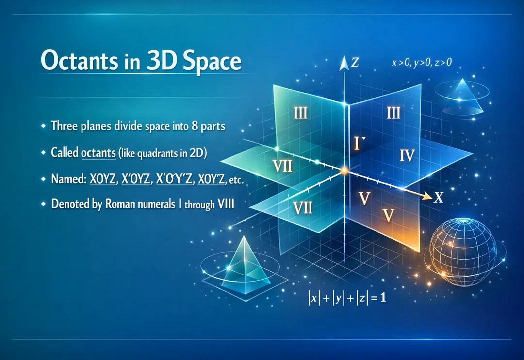Just as two perpendicular lines divide a plane into four quadrants, three perpendicular planes divide space into 8 parts called octants. They're named XOYZ, X'OYZ, X'OY'Z, and so on. We denote them by Roman numerals I through VIII. Each octant has a different combination of positive and negative coordinates.